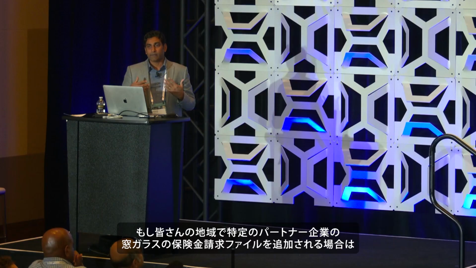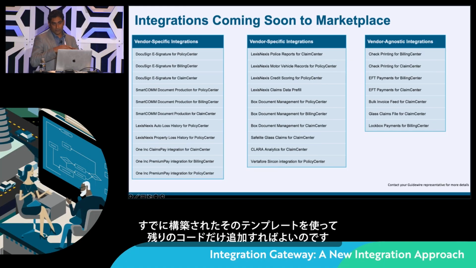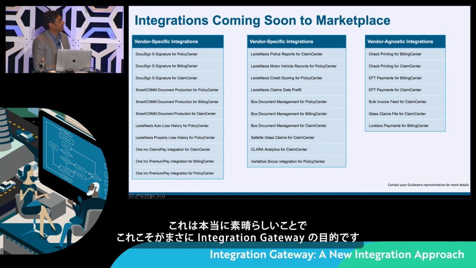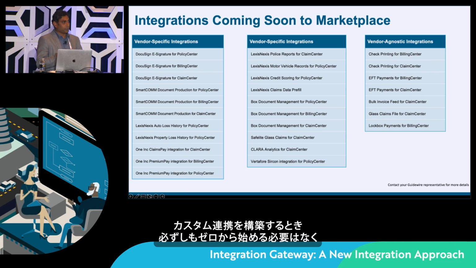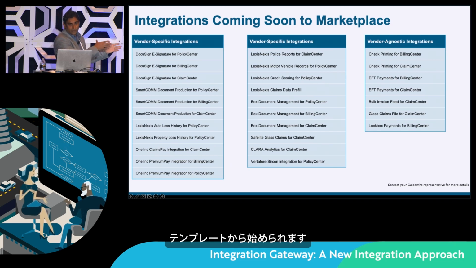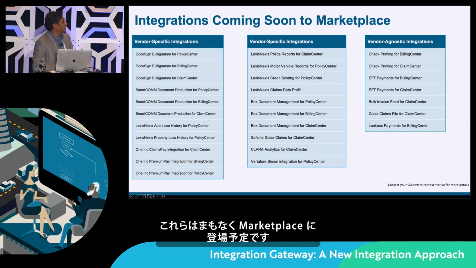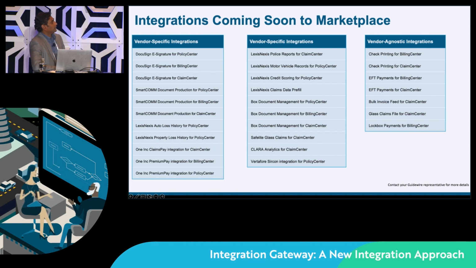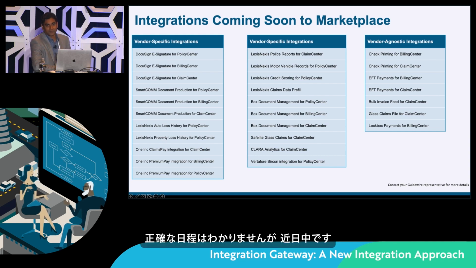But let's say you have a vendor in your local markets where you need to build a glass claim files, right? You can take that template and add the rest of the code, right? So this is really, really powerful, and that was the intent with the integration gateway anyway. The idea is, you can build custom integrations, but custom integrations don't always have to start from scratch. You can start from templates, right? So these will be in the marketplace soon. I don't have a date, but it will be soon.